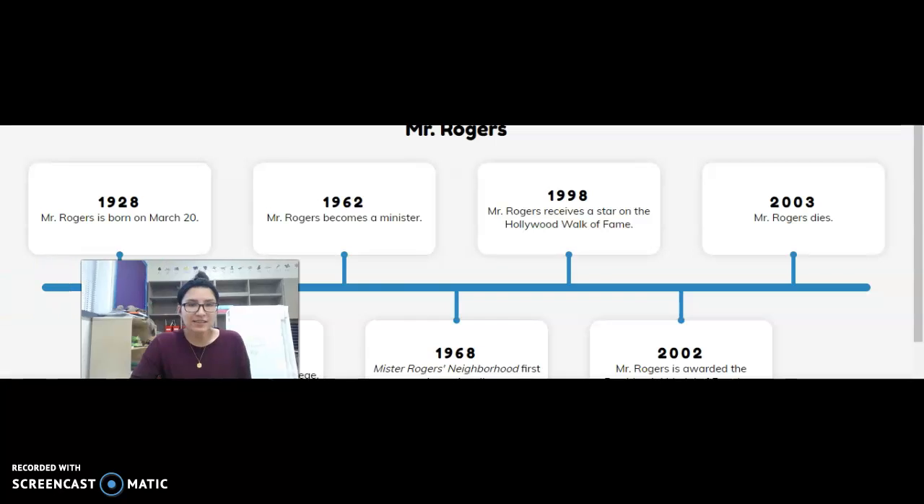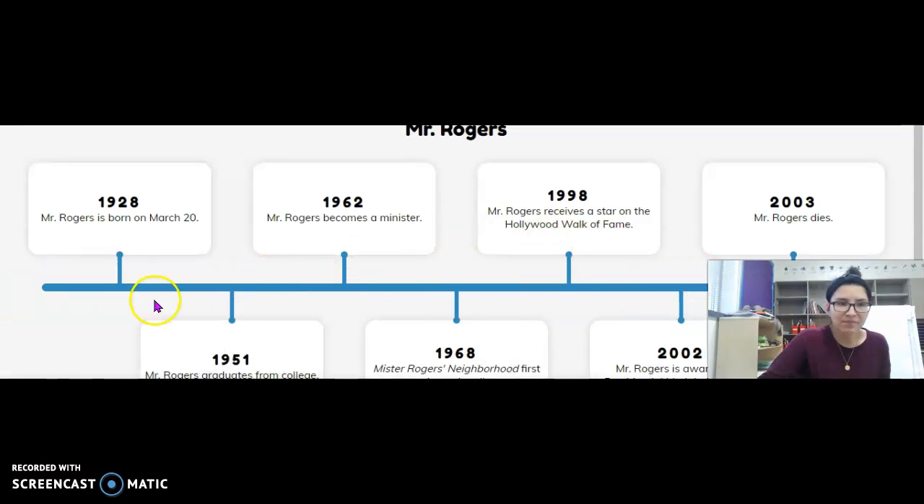So now here is a timeline. Let me try to get out of the way. Remember, timeline is an important thing for biographies. 1928, so we should start from the beginning to the end. Mr. Rogers is born on March 20th. 1951, Mr. Rogers graduates from college. See how we're kind of going in order. Now, next one. 1962, Mr. Rogers becomes a minister.